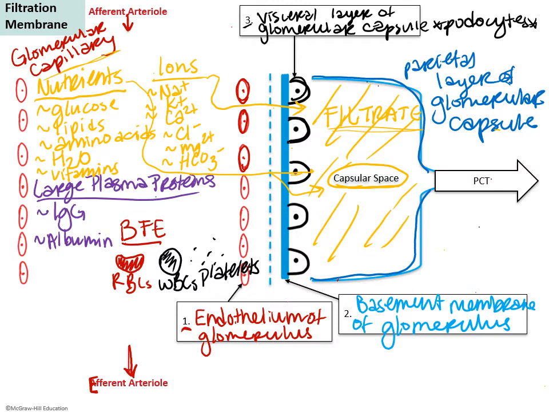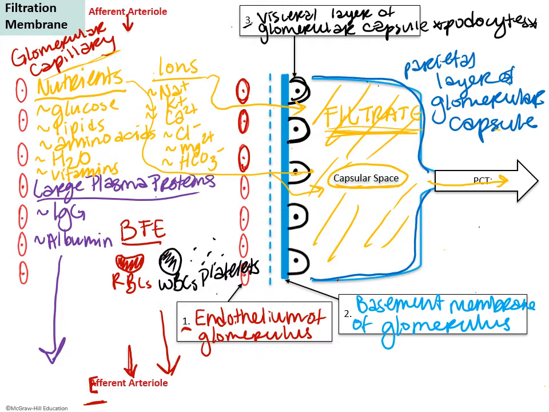However, these large plasma proteins and our blood-formed elements cannot pass through that filtration membrane, and they are going to continue on in the efferent arteriole, and they don't get filtered through into the filtrate. So that is why this is called filtrate and not blood. It's not blood plasma. It's very similar in content, but it is not. It is filtrate.